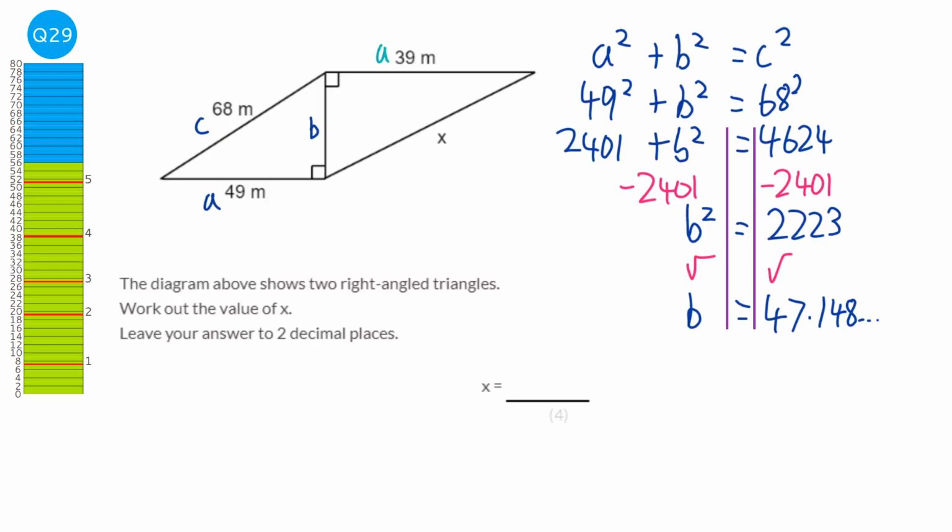This time we're going to have A, we've got our B, and we're going to call X the C. So it would be A squared plus B squared equals C squared, but this time A is 39. B we are given as 47.148, we've just worked that out, and we're looking for C. In fact, we can call it X now.